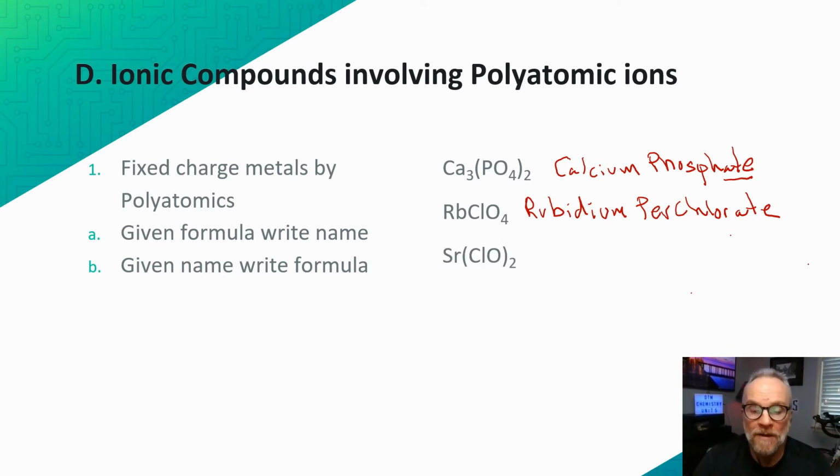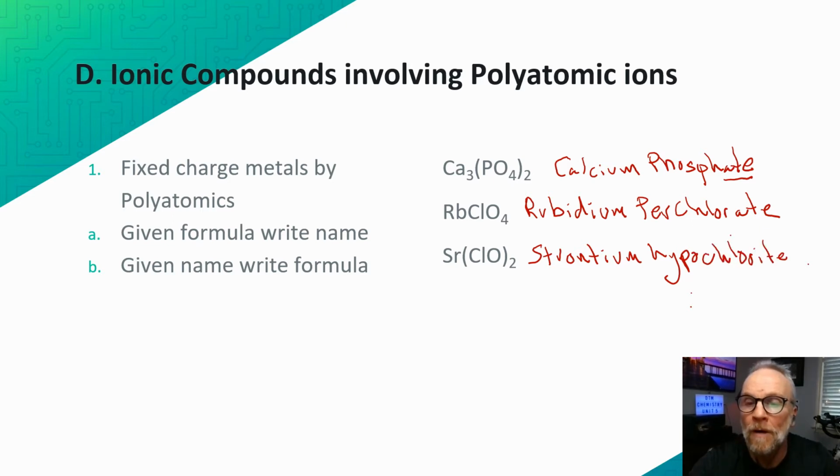And then this one is strontium, and this one is the first one in the series, and this one's hypochlorite. That's an R, by the way. C-L-O-R-I-T-E, hypochlorite. Now you'll notice with these you don't need a Roman numeral because the charges of the metal are fixed. They're in the main group. You have to watch out for the exceptions, of course. But they're all fixed charge, so you don't need to write a Roman numeral next to them.